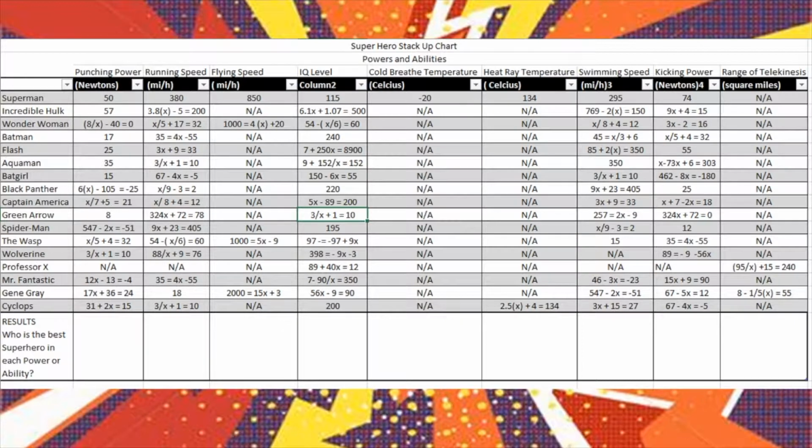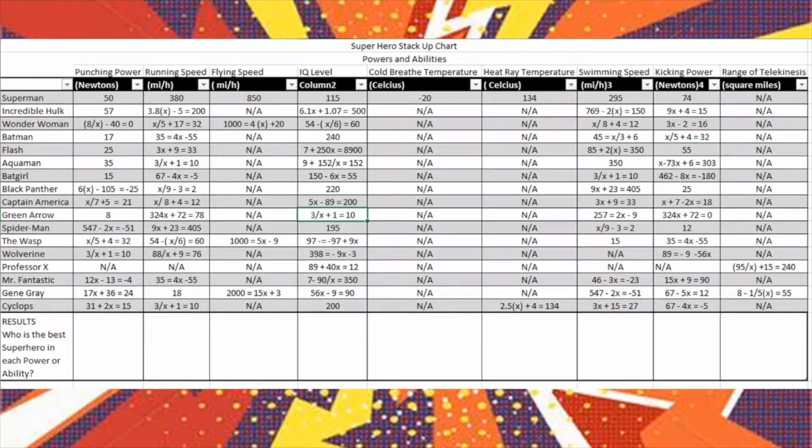But they'll be given a chart that has all of these different superheroes. And the students will be asked to find the missing variable in each one of these equations. Some of the values are listed, some of them aren't, and some of them are multi-step equations where the students have to solve for x. Once they find that x, that is their value that goes in that particular cell.